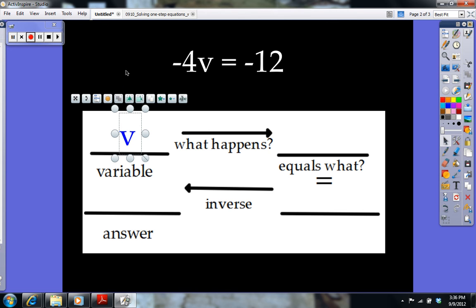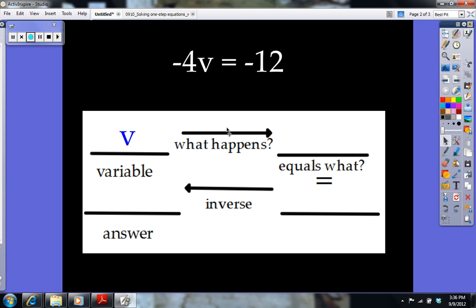If you wrote down v, you're correct. We always start with the unknown. The unknown is the variable, or the letter. So we don't start with negative 4, even though it comes first. Alright, now what happened to v in this problem?